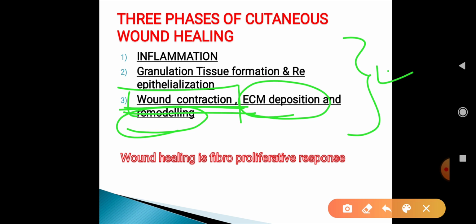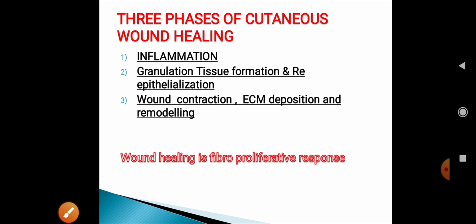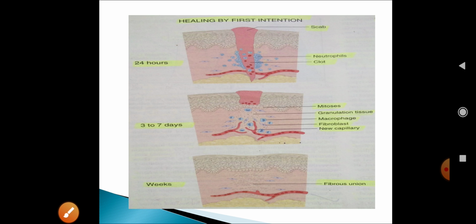So remember this master sentence, that wound healing is a fibroproliferative response. It is the replacement of the damaged tissue by fibroconnective tissue. It is the fibroproliferative response, nothing else. So these are the three steps of wound healing. We will understand it in detail.